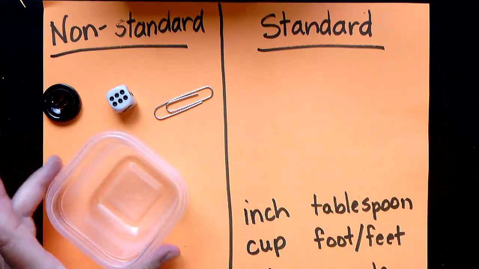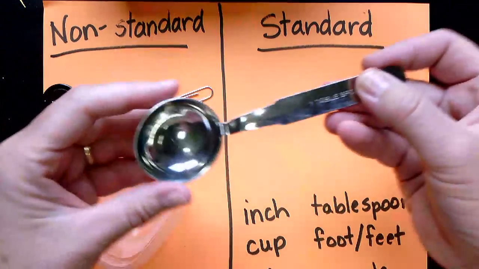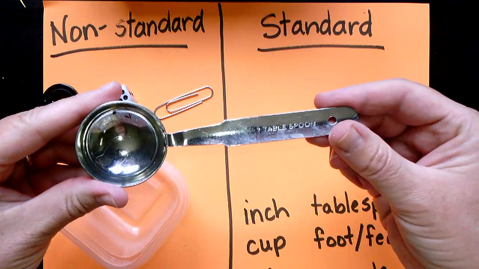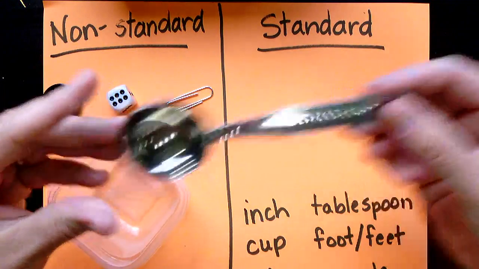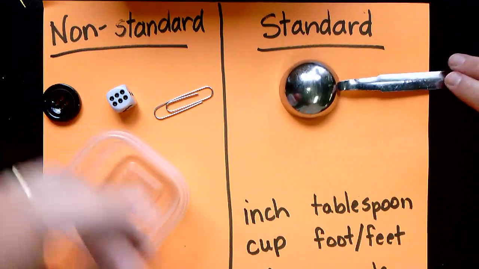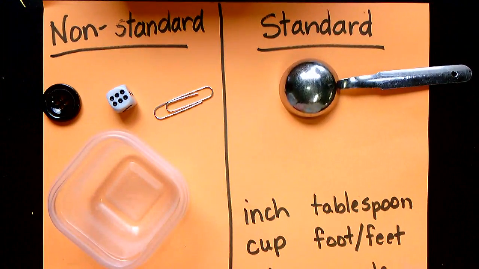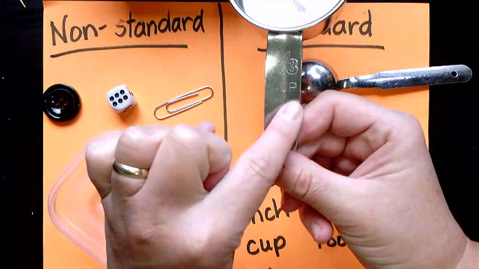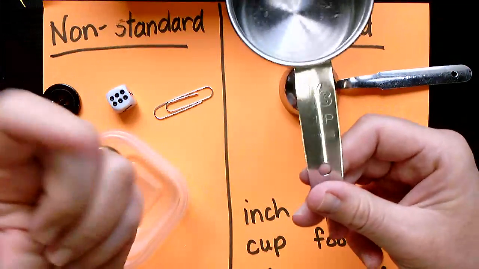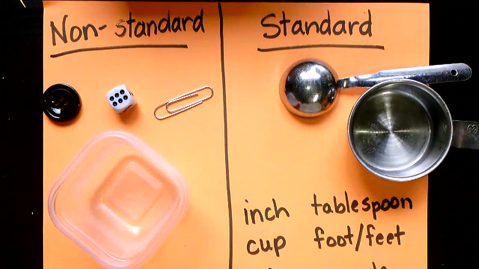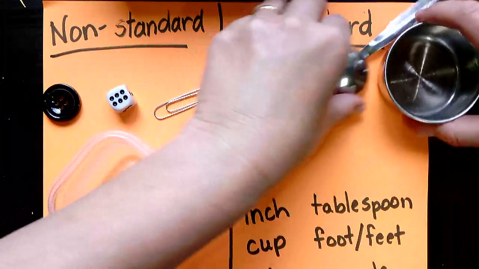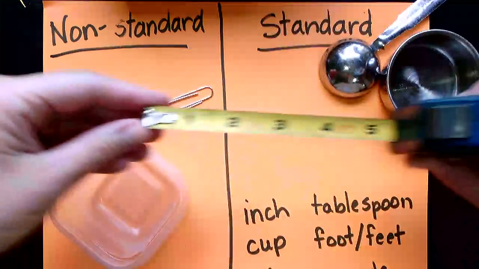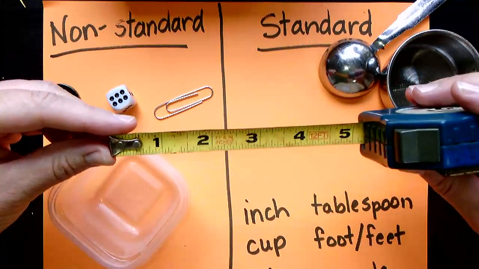But then when we talk about standard measurement, we use things like this, which says a tablespoon. So all tablespoons are the same. So we would use that. That would be a standard measurement. I have a third of a cup, and it says it right on the handle, 1/3 cup. When I cook things, I use this. This is standard measurement.